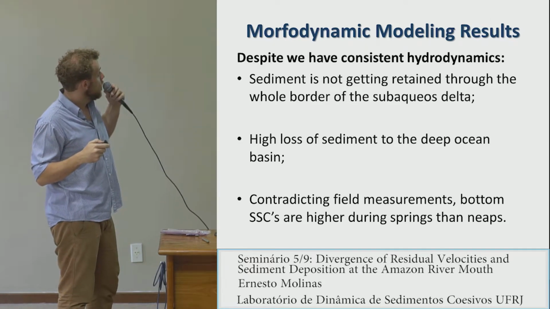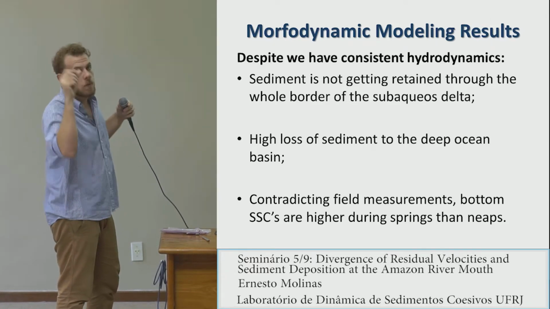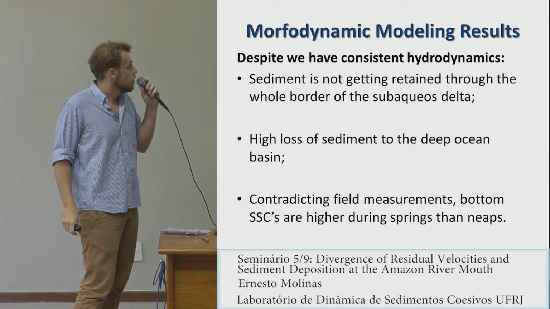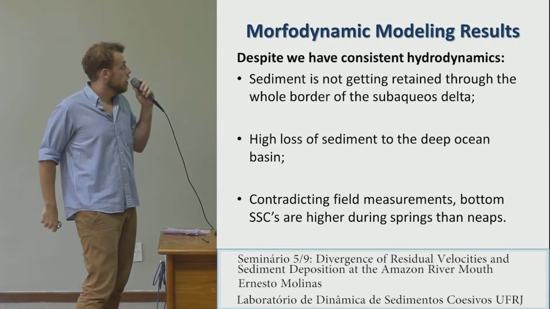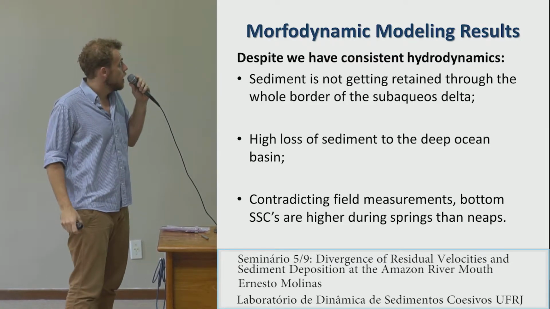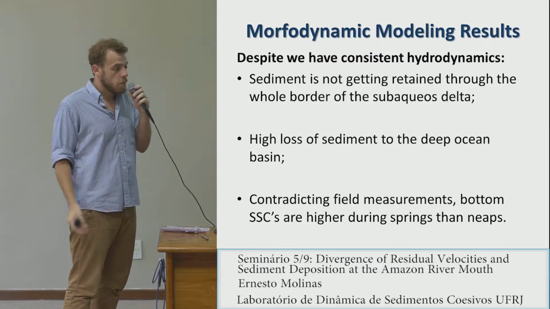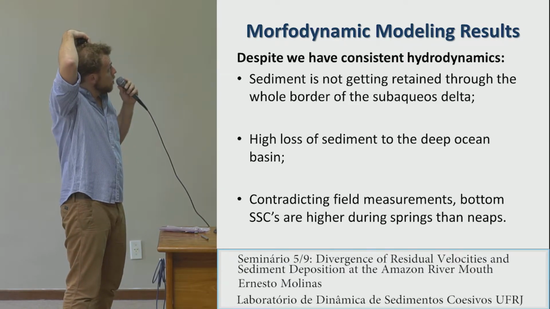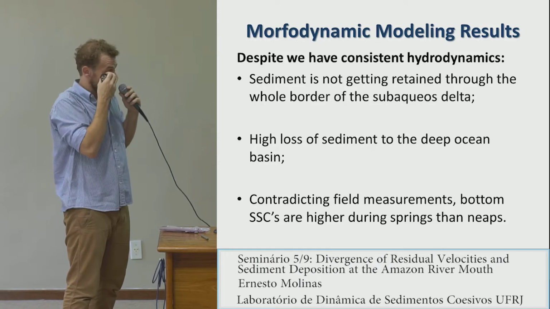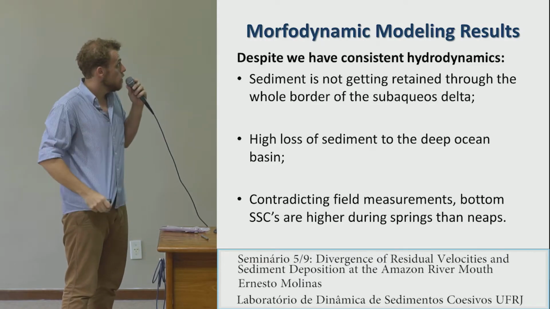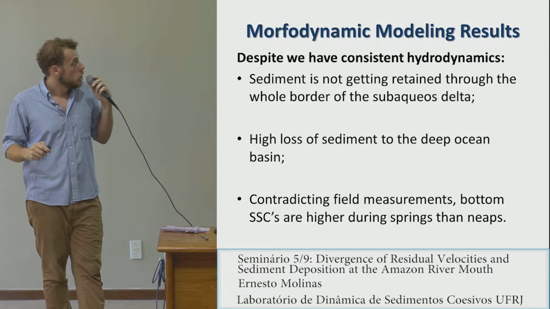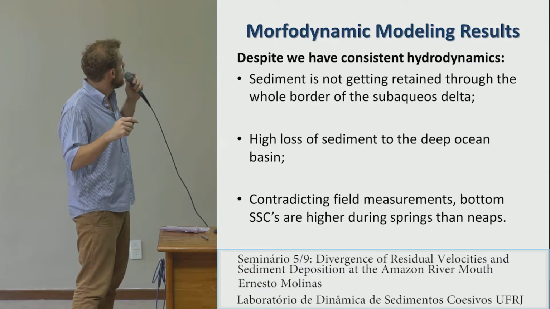Again, this is about the variability of the concentrations within the neap and spring tidal cycles. So we have a huge reduction of bottom concentration during neaps, and much higher concentration during springs. This can be explained by many reasons, but we have some hypotheses associated with internal waves also. Let's see.